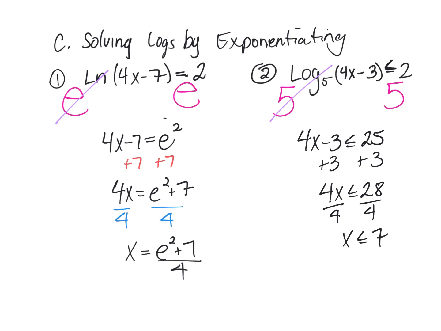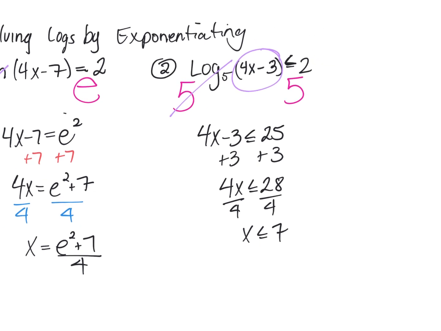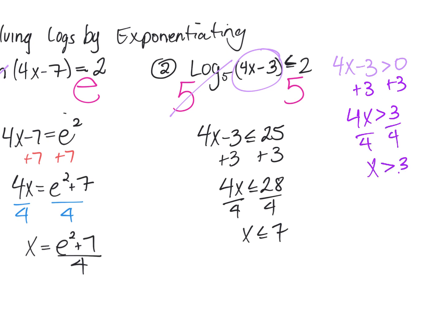Now what's my domain restriction? I have to find where 4x minus 3 is greater than 0. So we're going to add 3. 4x is greater than 3. So x has to be greater than 3/4. So we put 3/4 on this side of our equation.